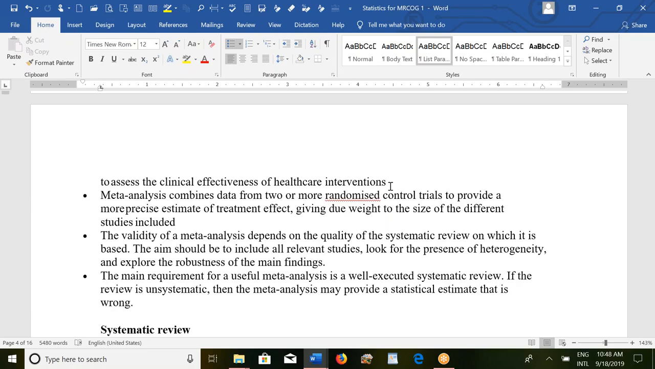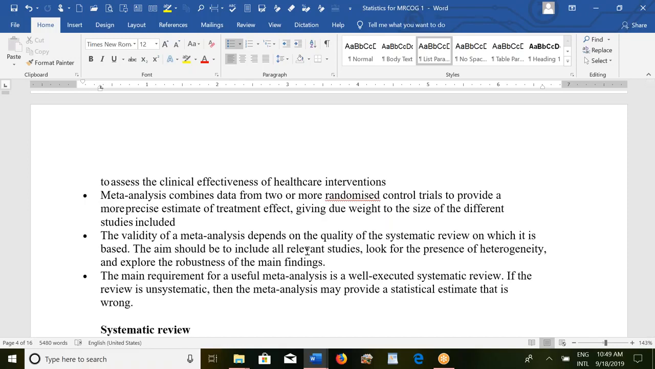Meta-analysis combines data from two or more randomized controlled trials to provide a more precise estimate of the treatment effect, giving due weight to the size of the different studies included. The validity of a meta-analysis depends on the quality of the systematic review on which it is based. The aim should be to include all relevant studies. Look for the presence of heterogeneity.